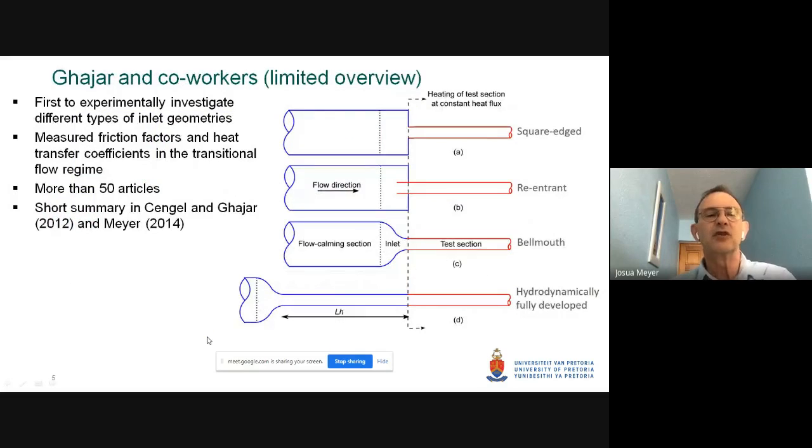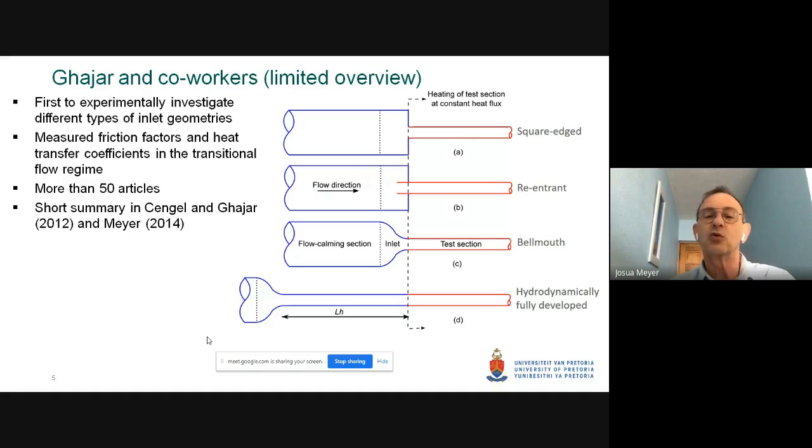The reason for that is that the type of inlet that can be used on the test section has a huge influence on the flow characteristics near the transitional flow regime. It doesn't really make any influence in the laminar flow regime and in the turbulent flow regime, but it is of significant importance in the transitional flow regime. And here are examples of 4 different types of inlets that can be used.